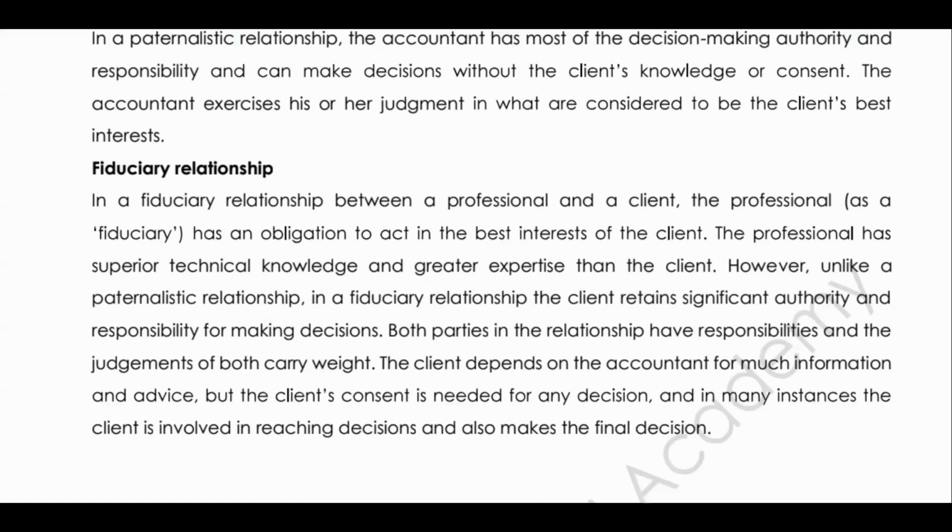Guys, I need you to read through this fiduciary relationship. I'll give you 20 seconds to read through it. Now, I hope you're done. Let me give you another example. There are so many examples of fiduciary relationships, but let me give you another one.